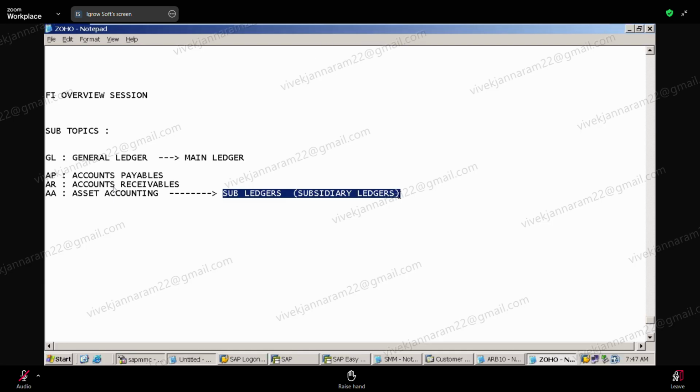Yeah, they are part of the main ledger. So now see this, whatever data we have in the sub ledger, we have it in the general ledger also. Yes or not? Yes, we will have.